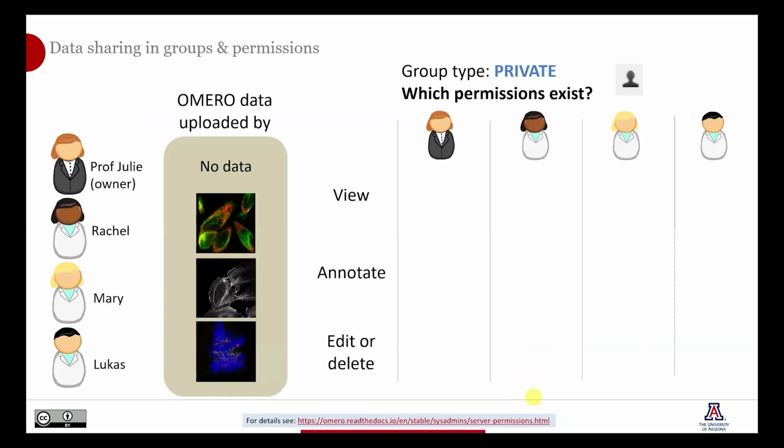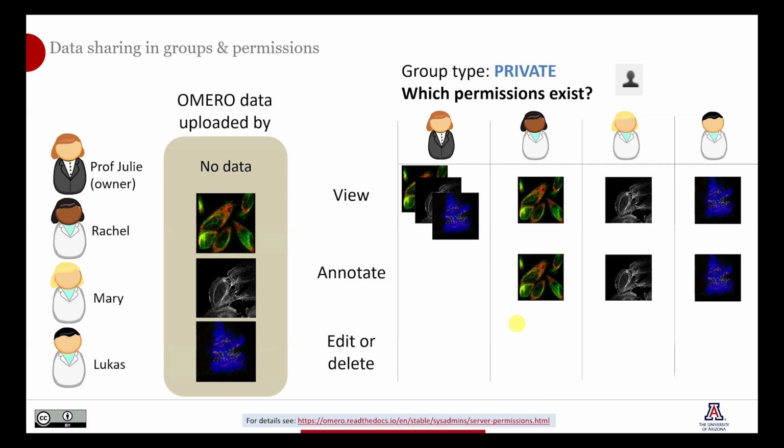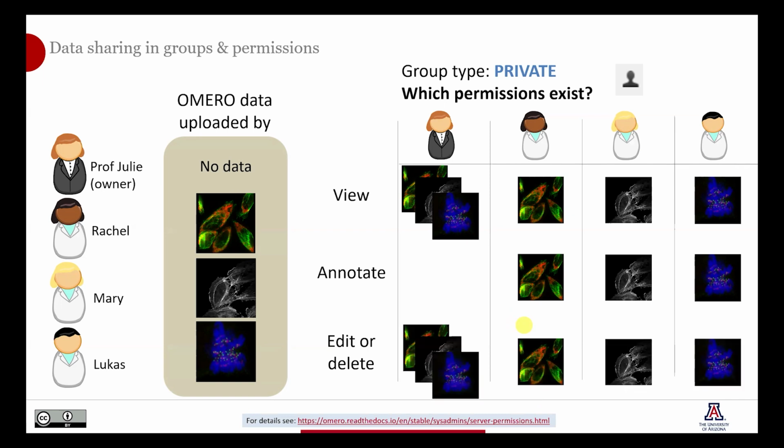So let's start with private. And here's how this walks out. We have Professor Julie, who's the owner, and we have 3 lab members. Professor Julie can see all the data in the group, but the individual lab members can only see the file that they've individually uploaded, and they can't see one another's files. The members can annotate their own data, but actually Professor Julie can't. And Professor Julie, while she can delete any data within the group, only the individual members who uploaded specific data can delete their specific data. They can't delete anyone else's. So this is pretty restrictive.